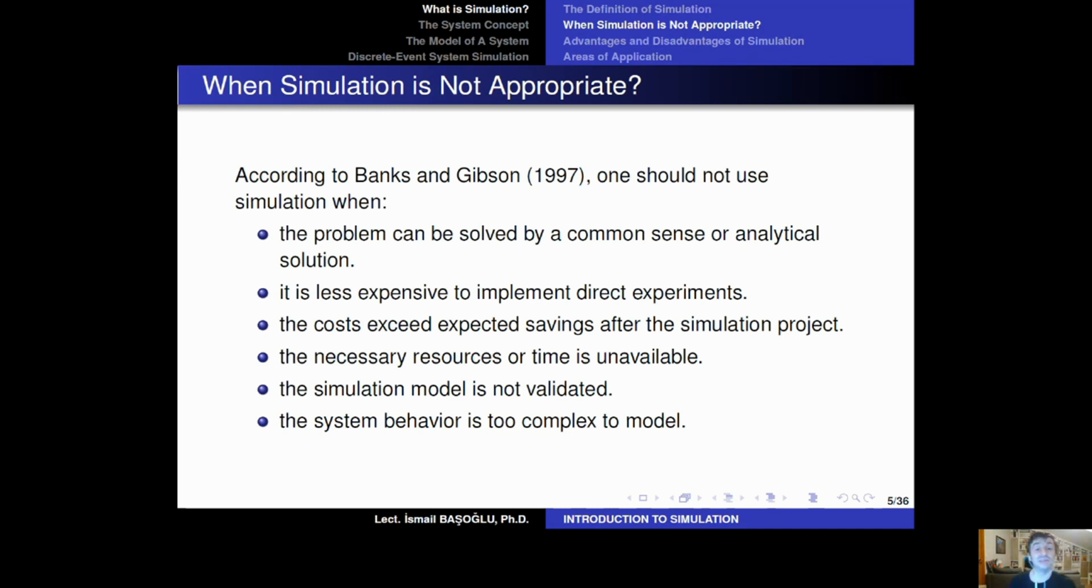And sometimes the original system behavior may be too complex to model. Okay, so it may be very, very complex to model. So in that case, again, you cannot create a simulation model of that system. Okay, so these are the cases when simulation is not appropriate.